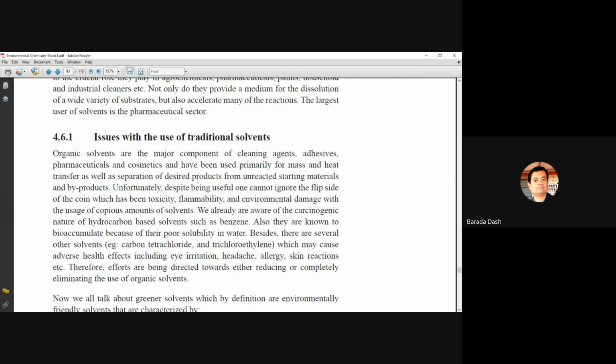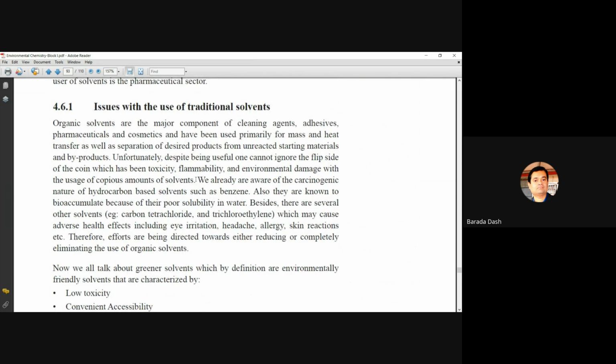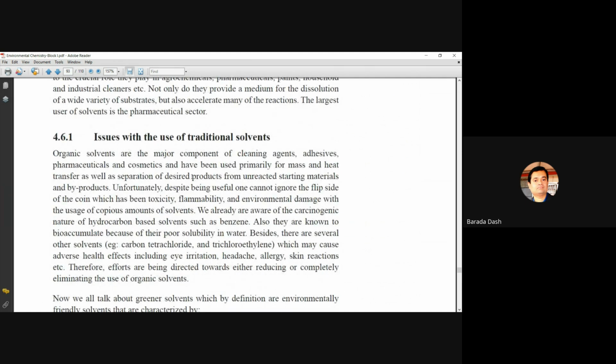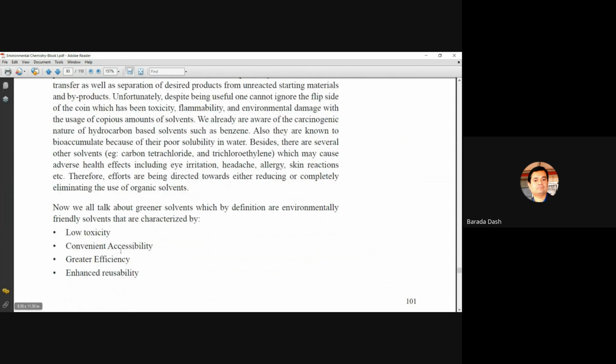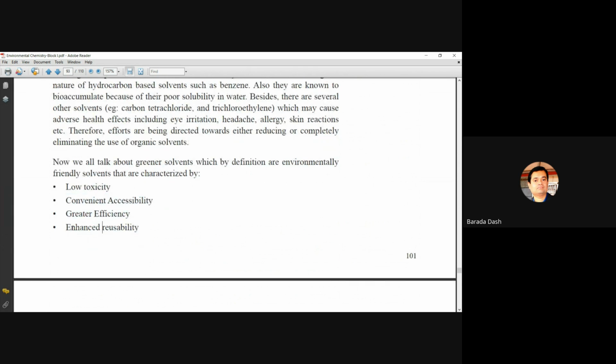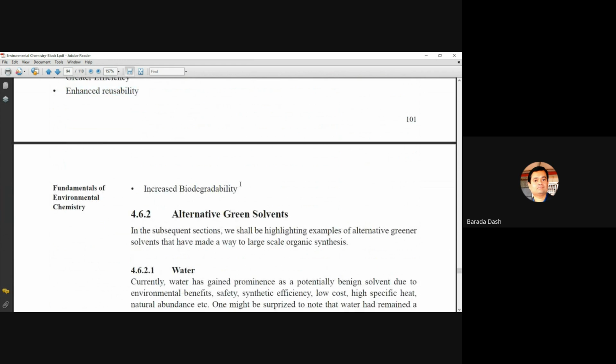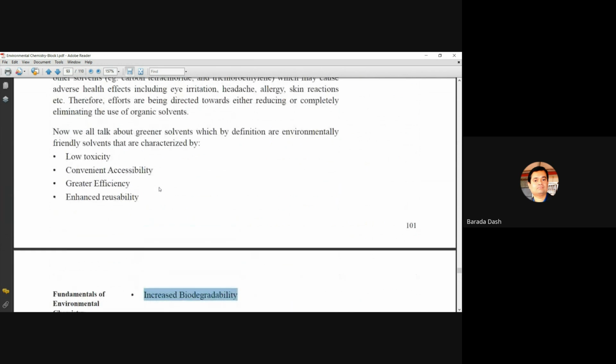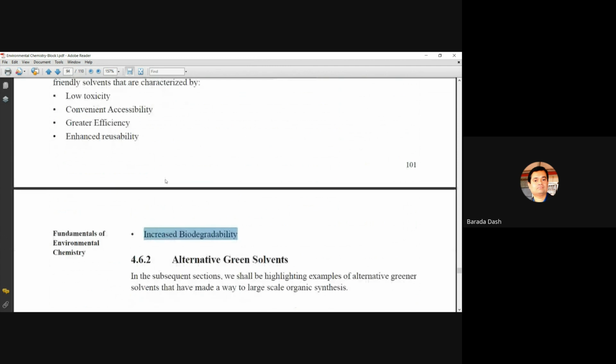Issues with the use of traditional solvents. Why do we use green solvents? Because there are several issues with traditional solvents like chlorinated organics and aromatic compounds like benzene, such as toxicity. So what are the properties of green solvents? They have low toxicity, convenient accessibility, greater efficiency, enhanced reusability, and increased biodegradability. These are the five things that green solvents possess, whereas these are not found in conventional solvents.